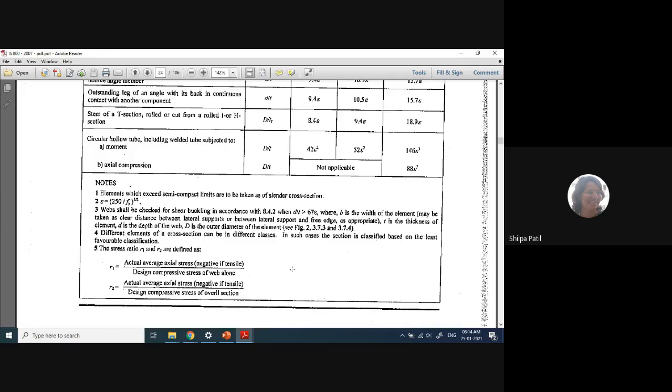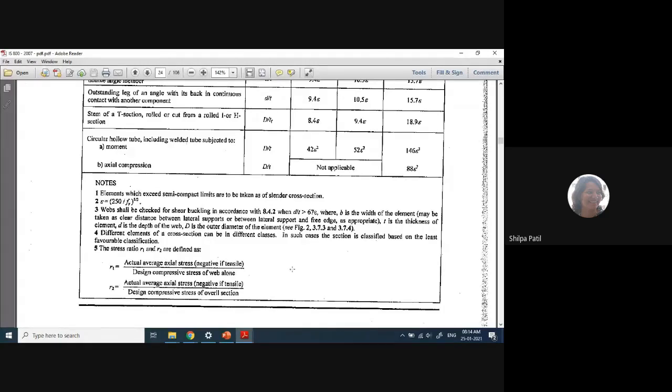When we design any given section for axial compression, either a member of a truss or a column, we need to find out this section classification first. And depending upon the class of the section, the formulas for calculation of moment change, the criteria change. So this is a very important, very crucial point in the case of the compression member.